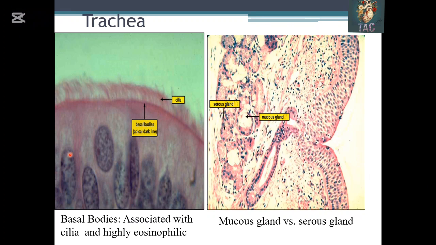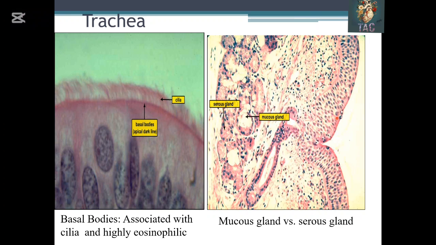Here in this slide you can see the epithelium and the cilia, and at the base of the cilia you can see the basal bodies. In light microscopy the collection of basal bodies appears as a dark apical line over here.